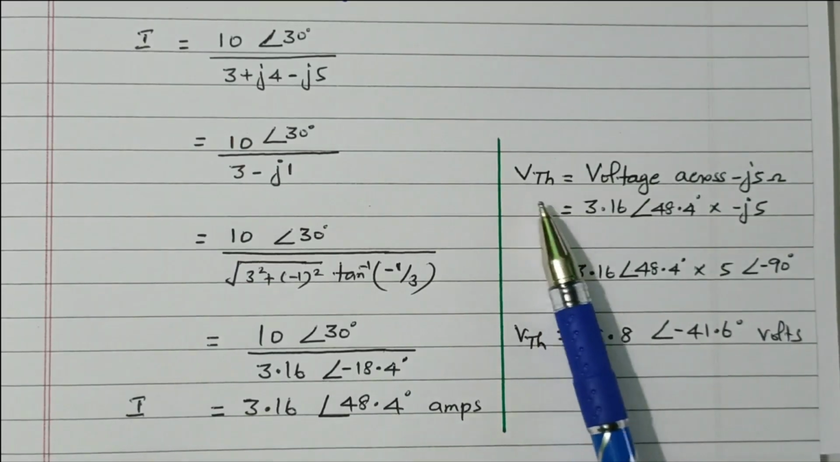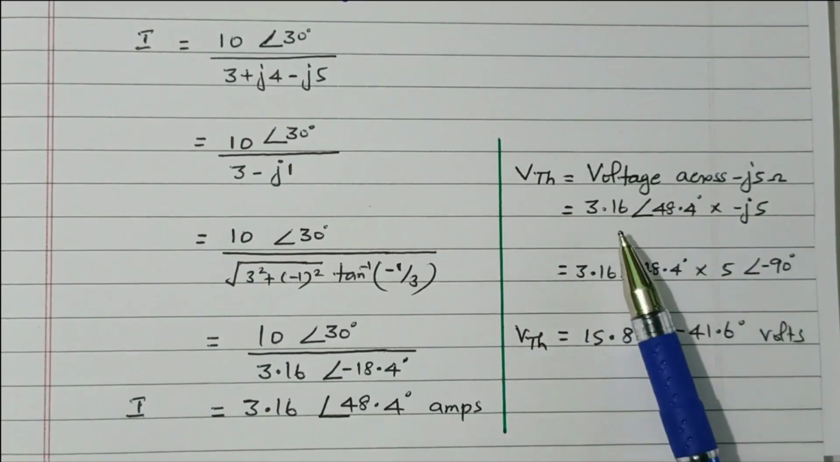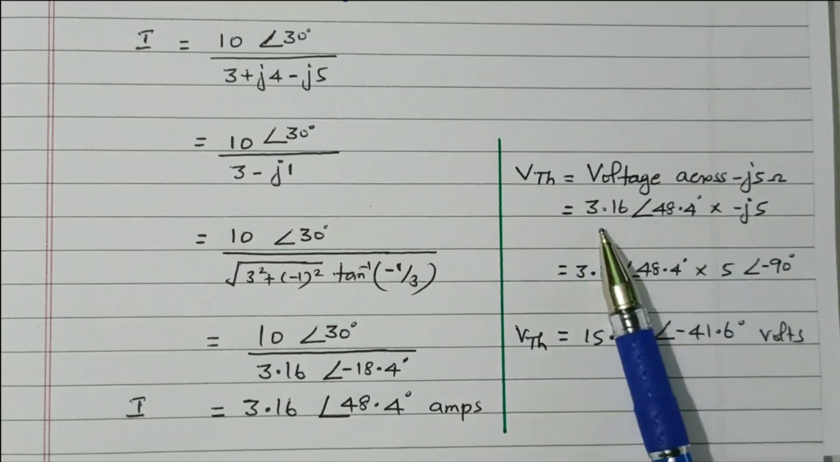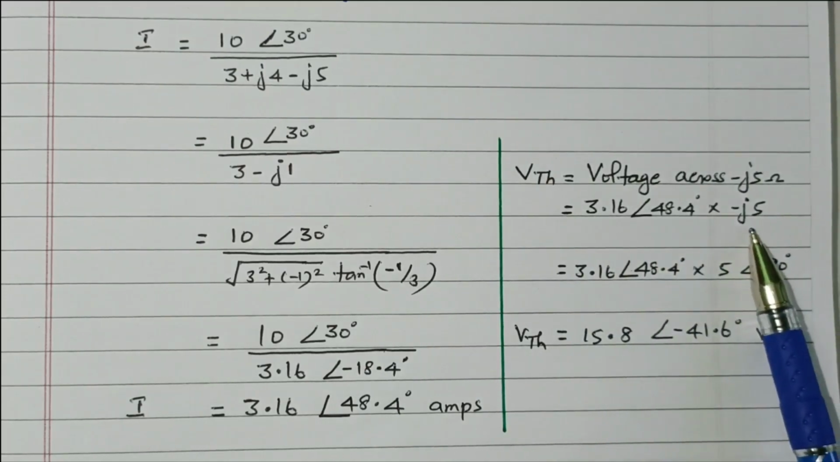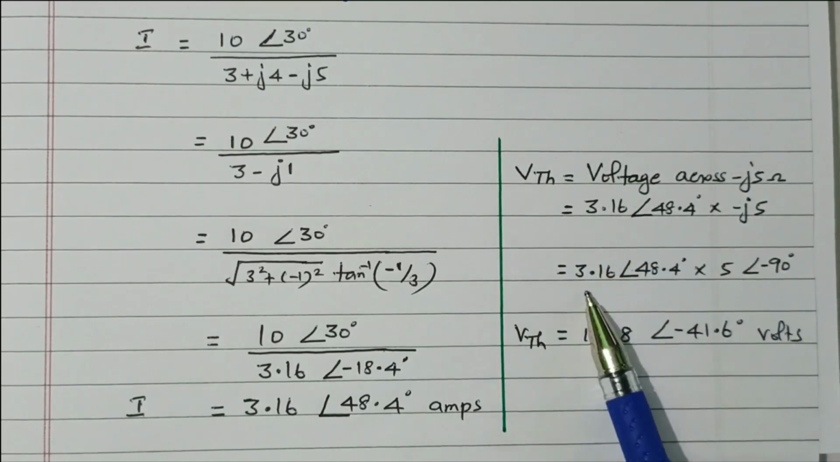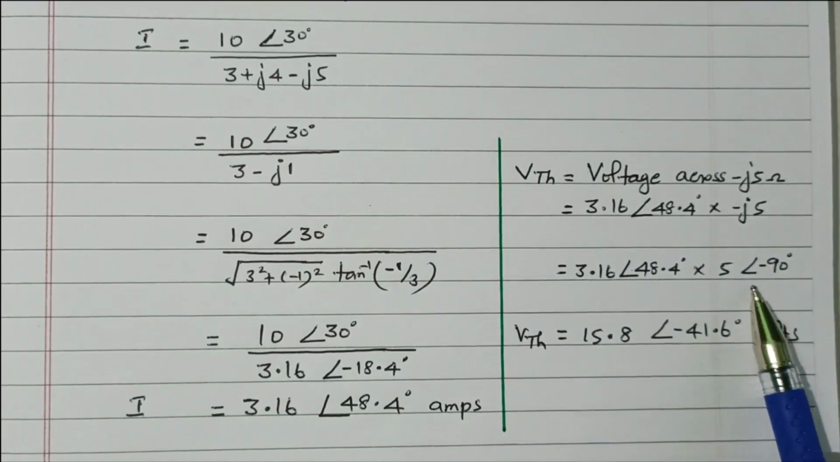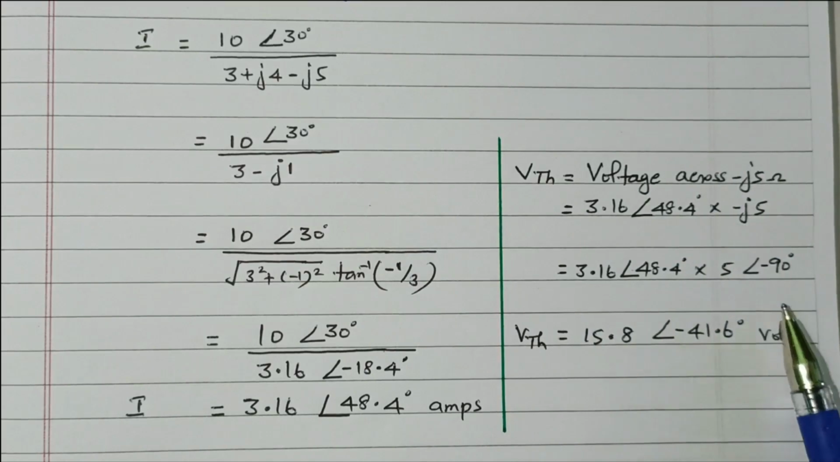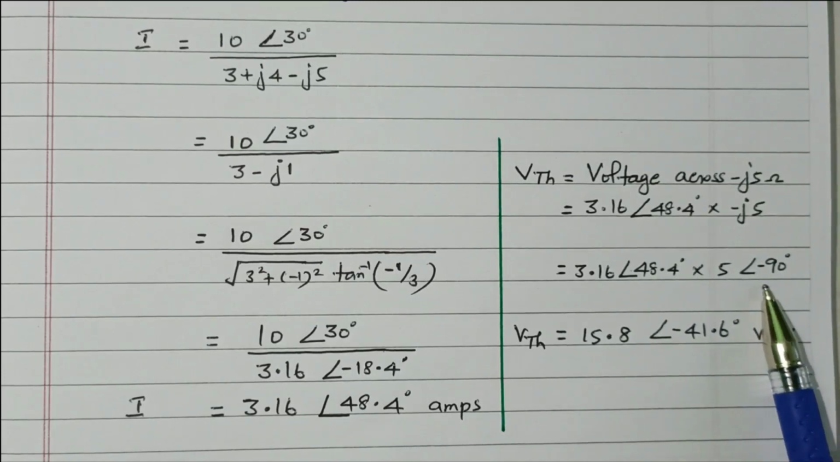The Thevenin voltage is nothing but the voltage across the capacitor with the value minus j5. V equals I into Z. The I value is 3.16 with an angle 48.4. The impedance is j5, which should also be converted into polar form: 5 with an angle 90 degrees. Minus j represents minus 90 degrees. So every j represents 90 degrees, and minus j represents minus 90 degrees.